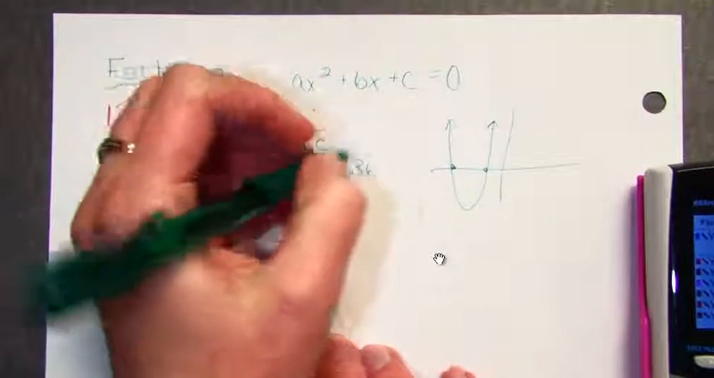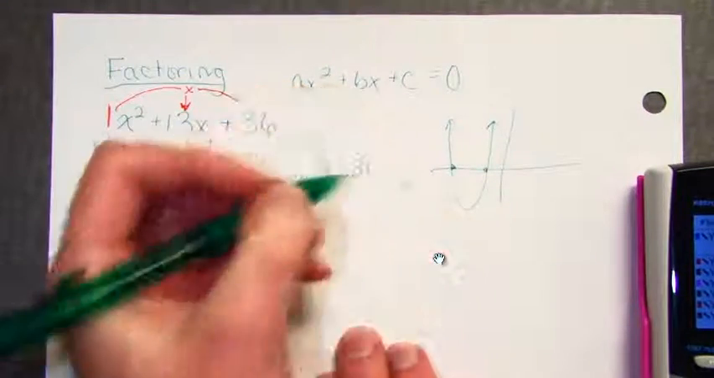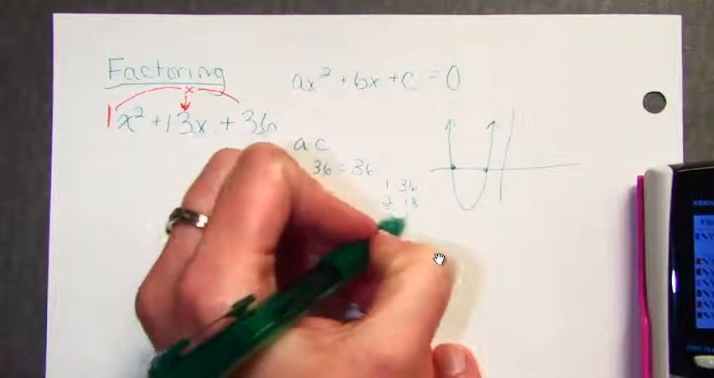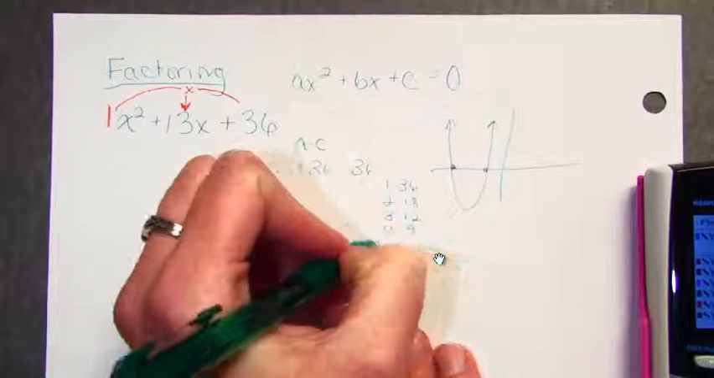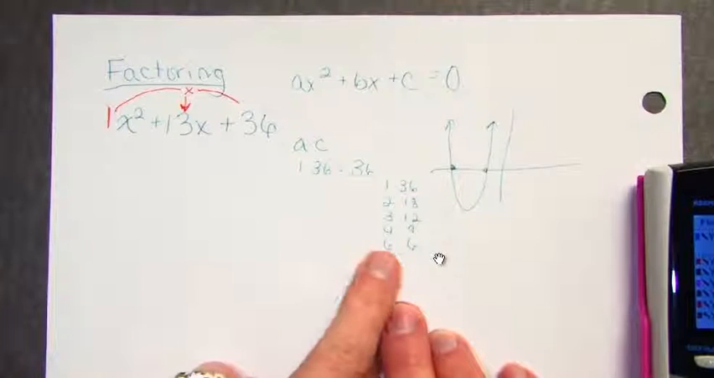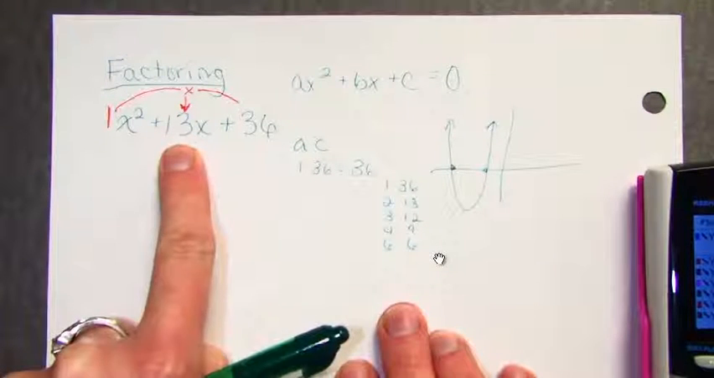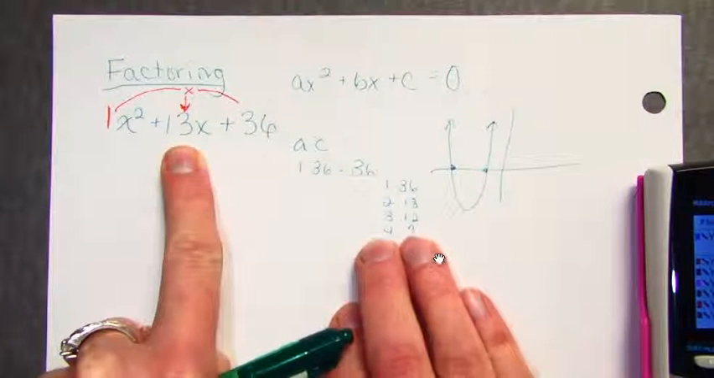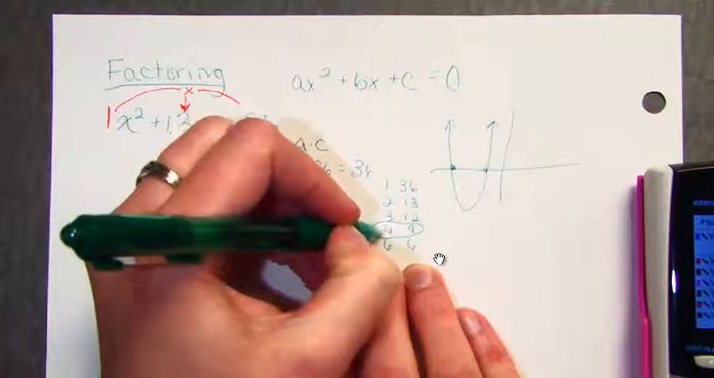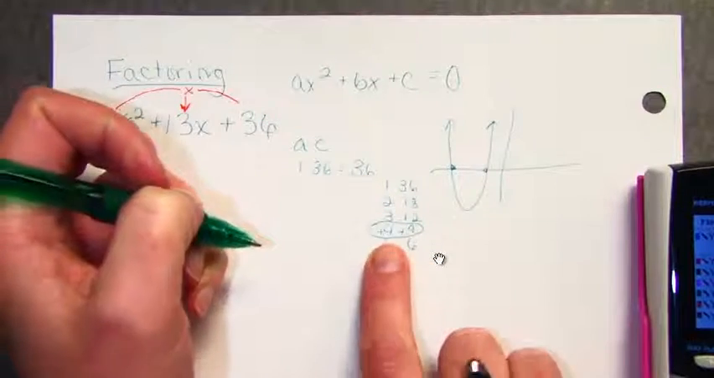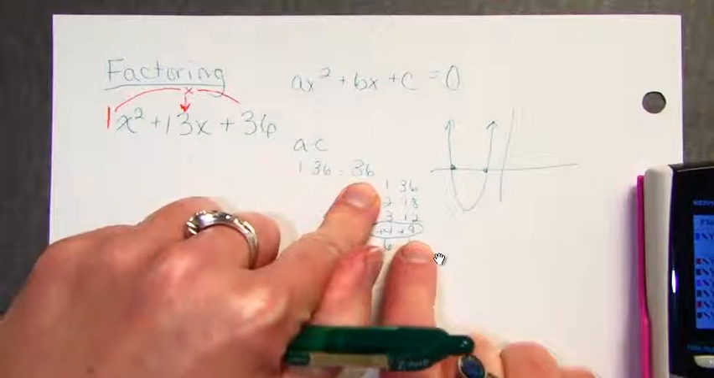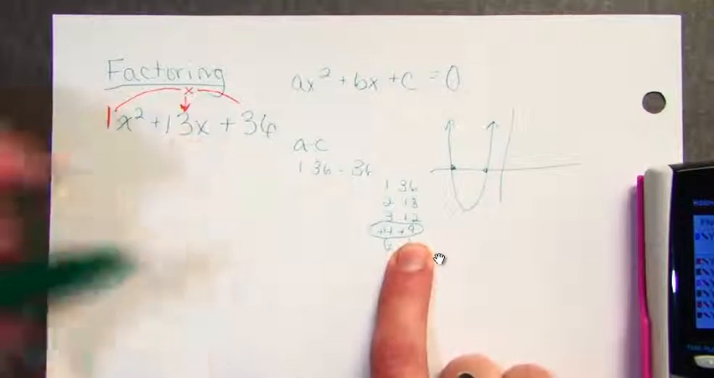When I think about the factors of 36, there's 1 times 36, 2 times 18, 3 times 12, 4 times 9, and 6 times 6. And when I'm looking for the one that adds up to positive 13, I'm looking at these two right here, 4 and 9. If I have a positive 4 and a positive 9, 4 times 9 equals 36. Positive 4 plus 9 more gets me positive 13.